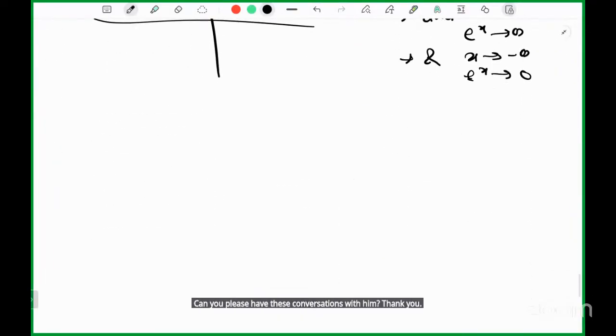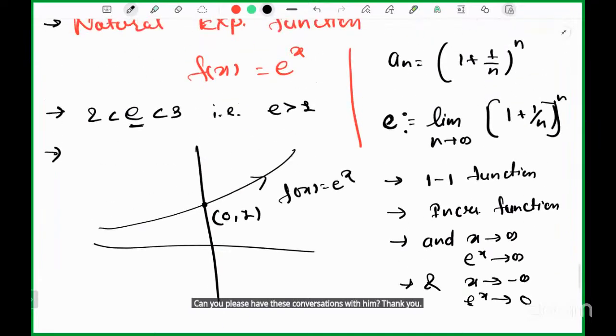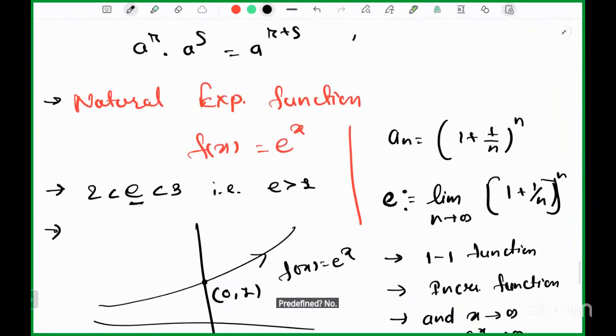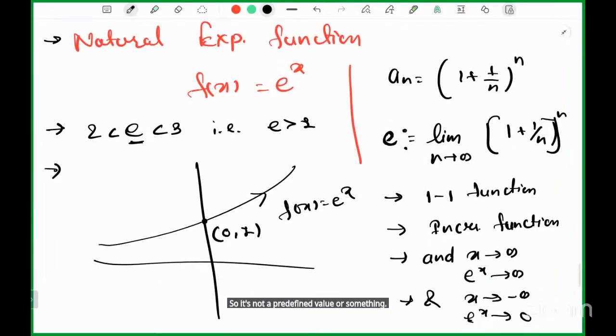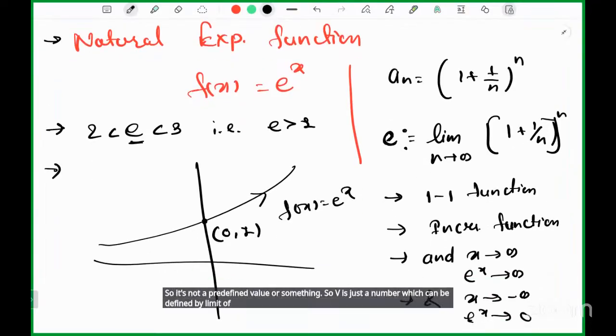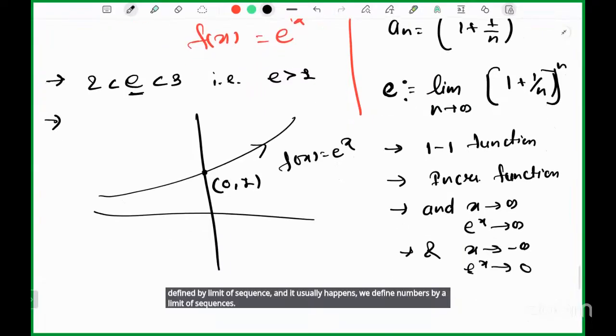Thank you. Ma'am, is there any predefined value for e? Predefined, no. e is a number where this sequence converges. So it's not a predefined value or something. e is just a number which can be defined by the limit of a sequence, and it usually happens that we define numbers by limits of sequences. So e is one of those numbers.